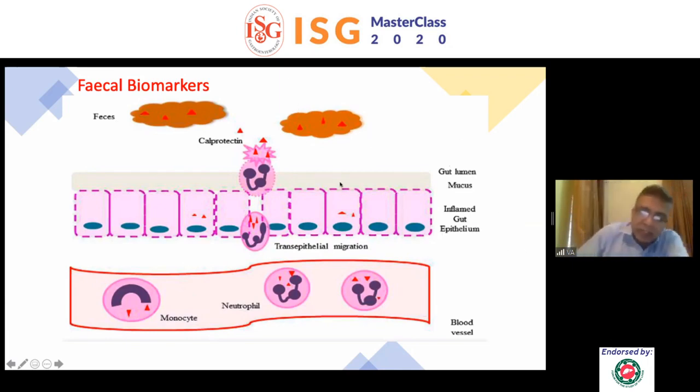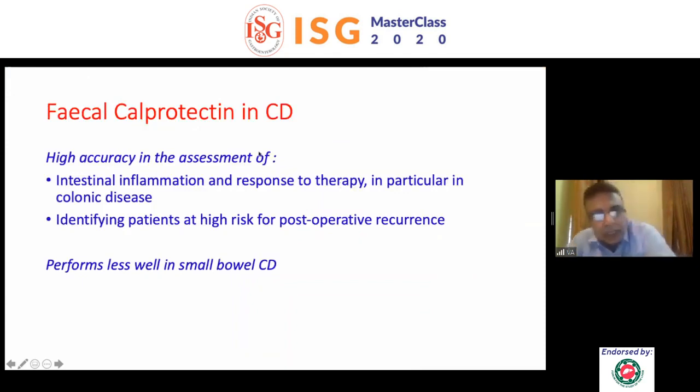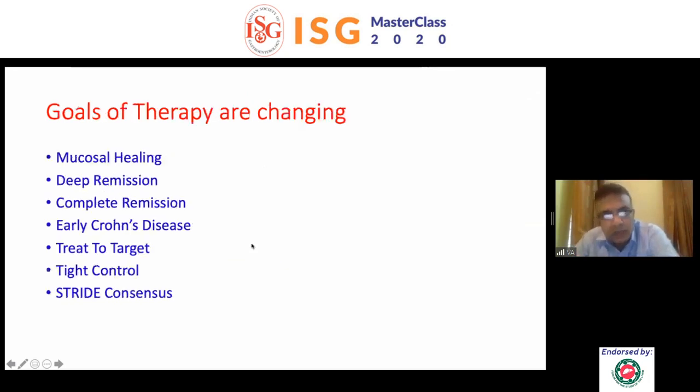Any cause of inflammation will lead to increased fecal calprotectin. So particularly in colonic disease, it is very important. It performs less well in small bowel disease. Remember that. It is more important for colonic disease. Here you may have diverse results. You may not be very sure. Here the accuracy is much more. It also identifies patients at high risk for post-operative recurrence.